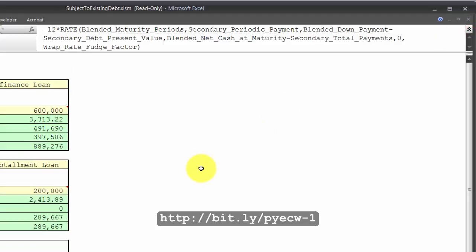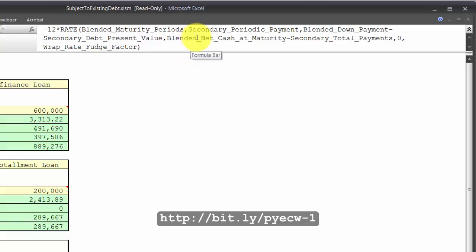Up here in the formula, we're calculating the annual rate, so it's 12 times the periodic rate. The maturity period, 120 periods. He's receiving a secondary periodic payment of $2,413.89. The primary payment goes all to the first lender. So he's only receiving $2,413 a month. Now, the present value of what he's lending us is $200,000 minus the down payment. So he's really lending only $120,000.